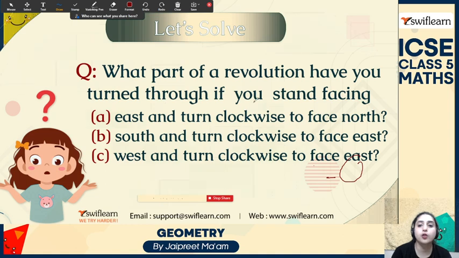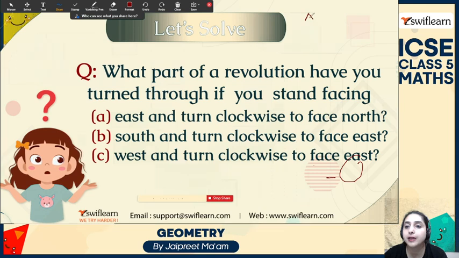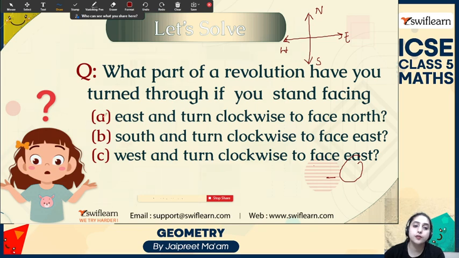Okay, so which part of the revolution have you turned through if you are standing? So first we will make the directions. So it's north, south, east and west. What's the first part? East and turn clockwise to north. If you're standing in this direction and you're moving, how does a clock work? Like this, and you're moving towards the north direction, so you have traveled like this. So which angle are you measuring? This is a reflex angle, and how much is the reflex angle? So this is 3/4 of the revolution, right?